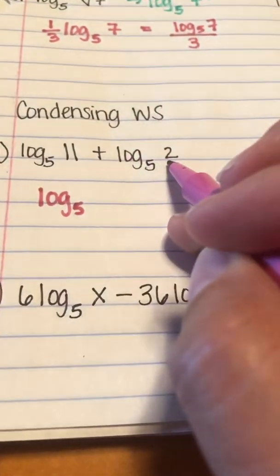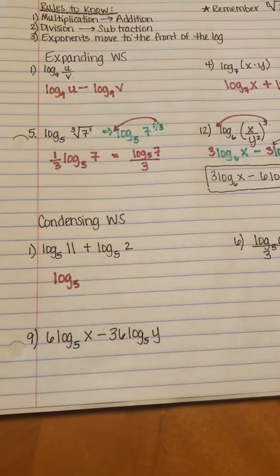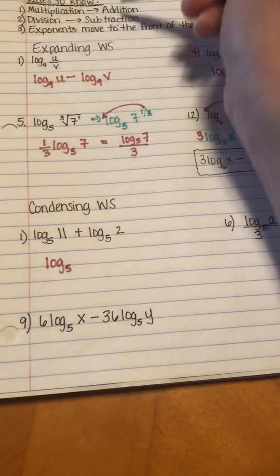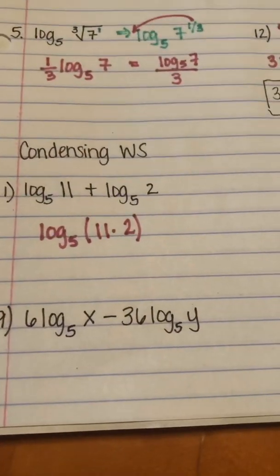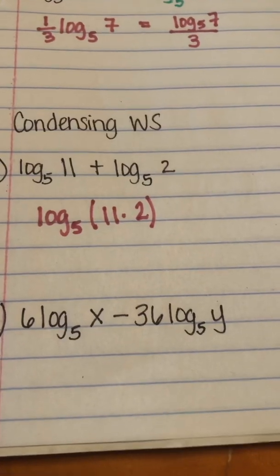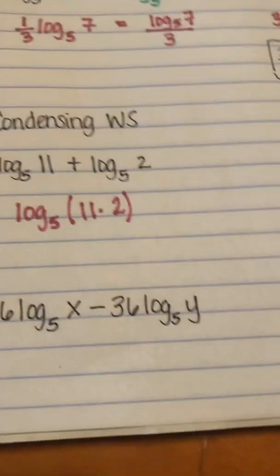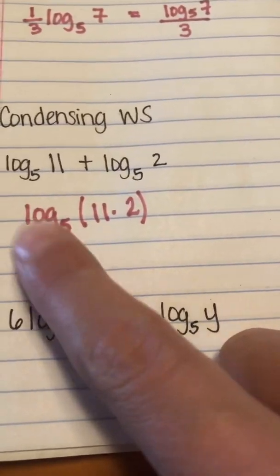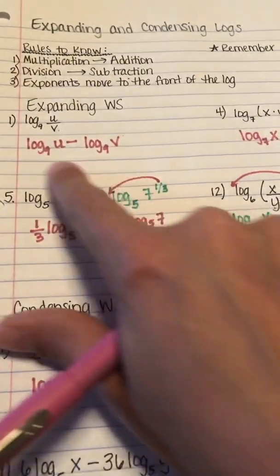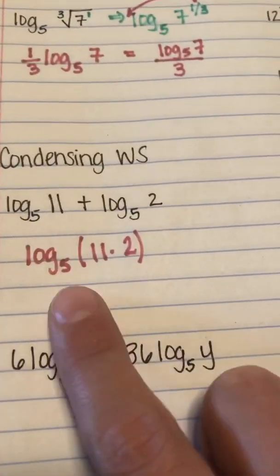So when I have addition, hopefully you remember from our rules, which I'll zoom out just a little bit, addition means the same as multiplication. So what I have here is 11 times 2. And you can just leave it like that. You don't have to change it to 22. Like, this is perfectly great. Okay, so again, with condensing, I just want to make sure that I emphasize that your answers should only have 1 log. When you are expanding, that's when you have multiple logs in your answer. But condensing, you only have 1.